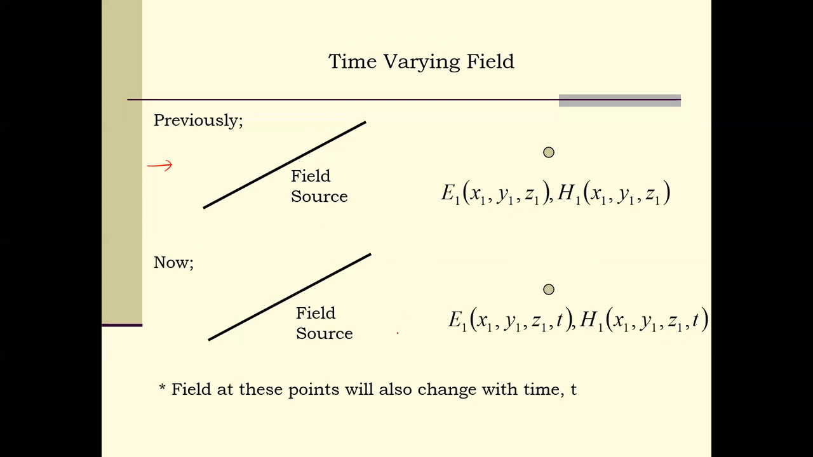But looking at the structure down here, where we have field sources, in this case time-varying field sources, we can see that the E and H produced will also depend on time variation. So we can see from this diagram that the E and H, apart from position variation, also have time variation. The value of E and H will depend on position and also on time. That should be a very clear difference between the static field and the time-varying field.